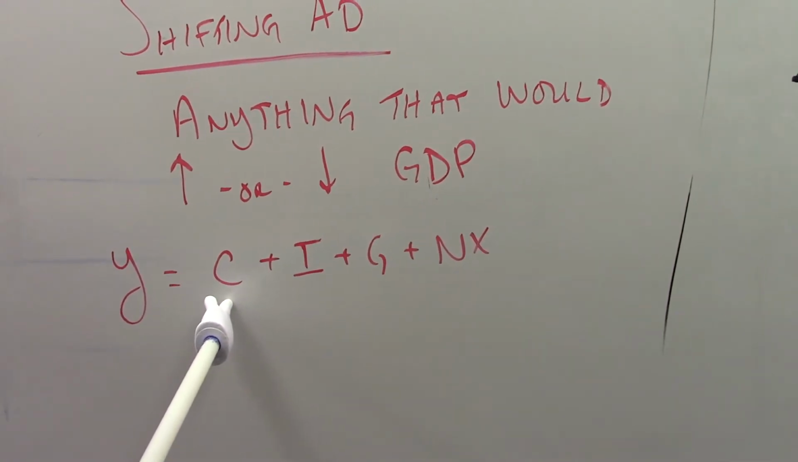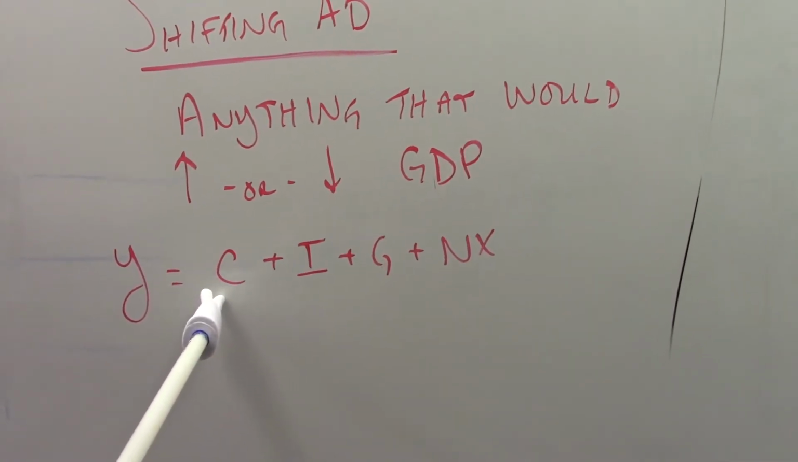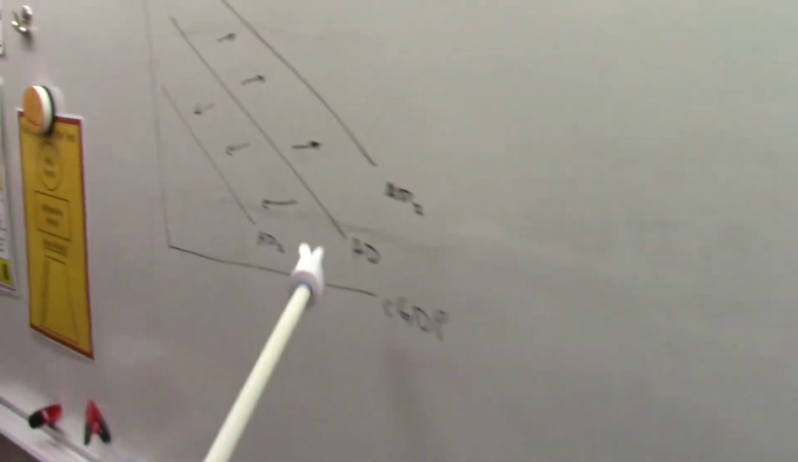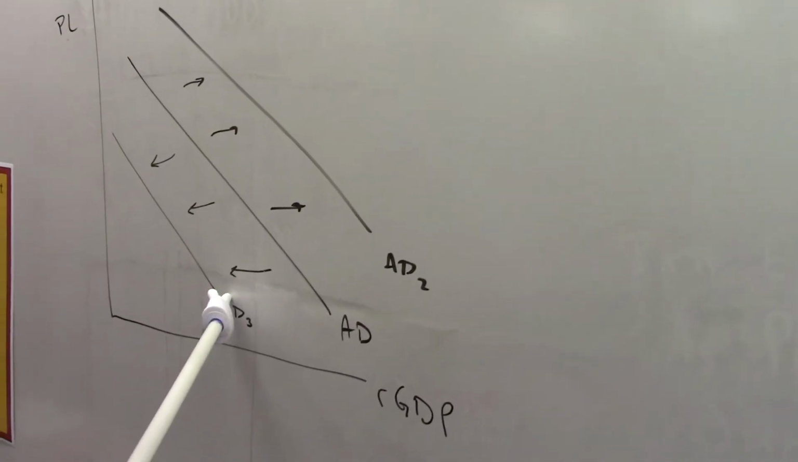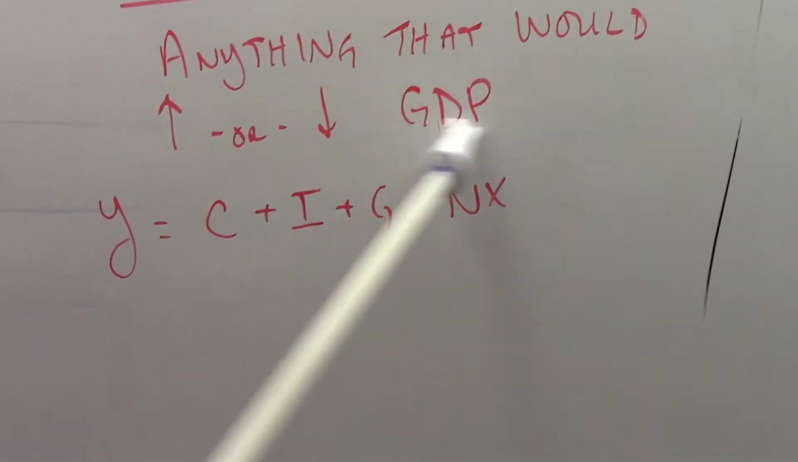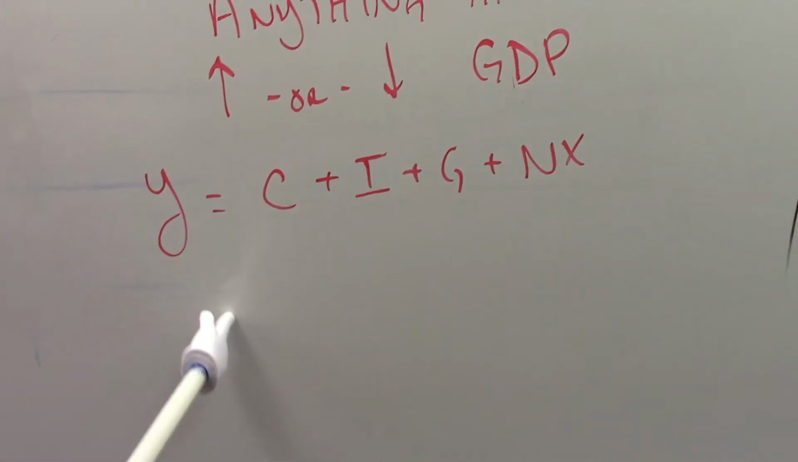So let's say there's a tax decrease, that's going to increase consumer spending, which would lead to a shift to the right. Let's say that government spending goes down. Well, that's going to decrease aggregate demand, so it's going to shift to the left. Consumer spending, investment, government spending, net exports, that is what makes up GDP.